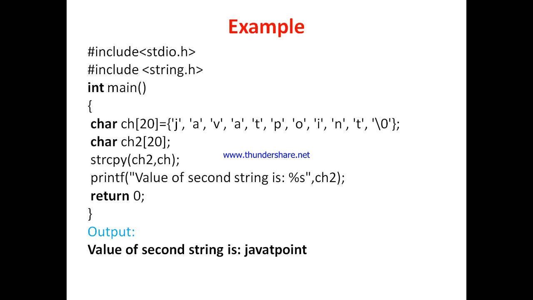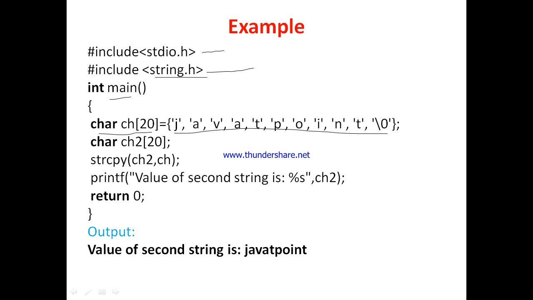Now let us see the example. We include stdio.h because we are using the printf function, and we include the header file string.h because string handling functions are defined inside the header file named string.h. In the main function, char ch[20], we have stored the value "java t point" ending with the null character manually.